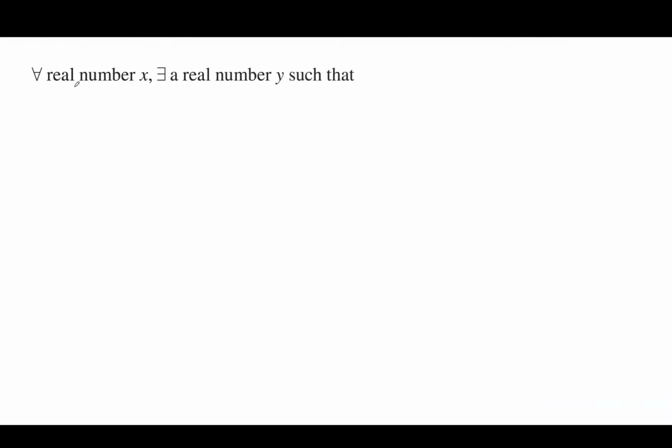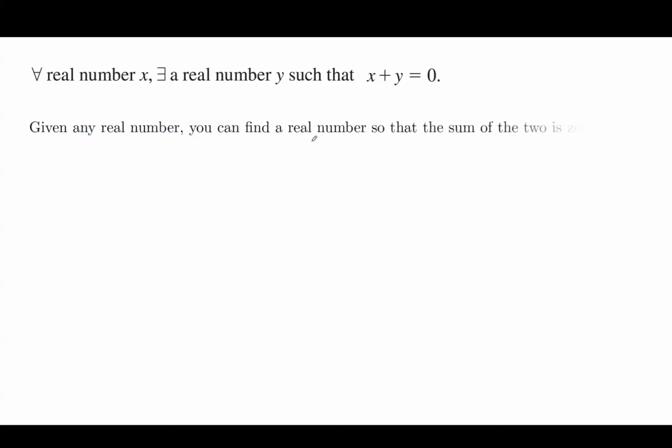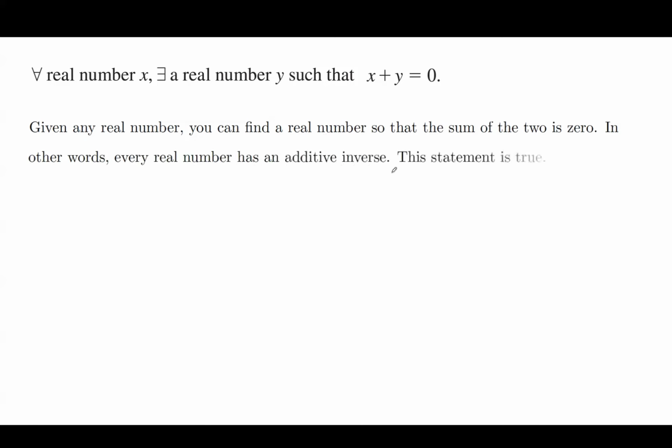In this example, for any real number x, we can find a real number y such that x plus y is equal to 0. Given any real number x, we can find a real number y so that the sum of the two is 0. In other words, every real number has an additive inverse. Basically, this statement is true all the time.